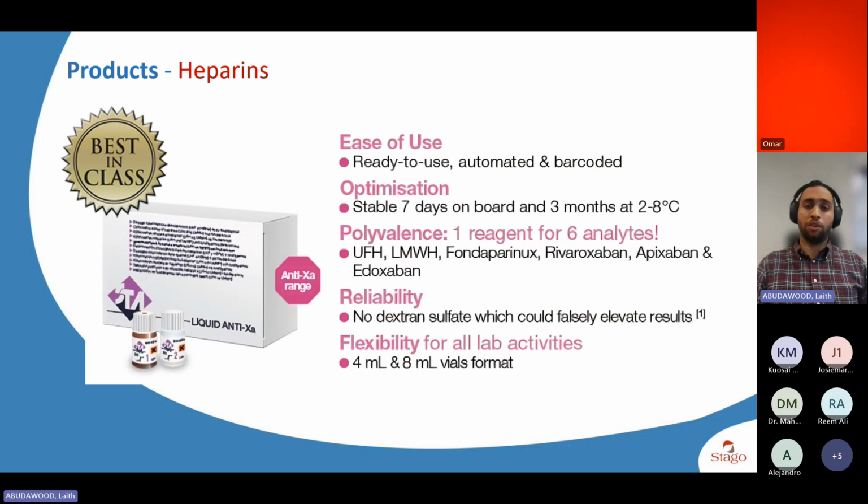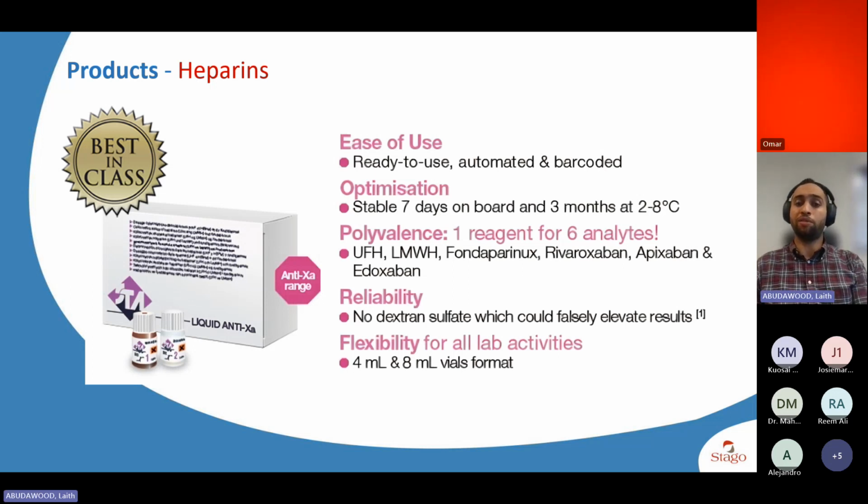So this kit actually comes first in a liquid format, so this makes it very easy to use for the lab. There is less variability from technician to technician. Of course, in terms of preparation, there is no preparation of reagent. It really is just ready to use liquid reagent. So this removes all this variability from user to user.